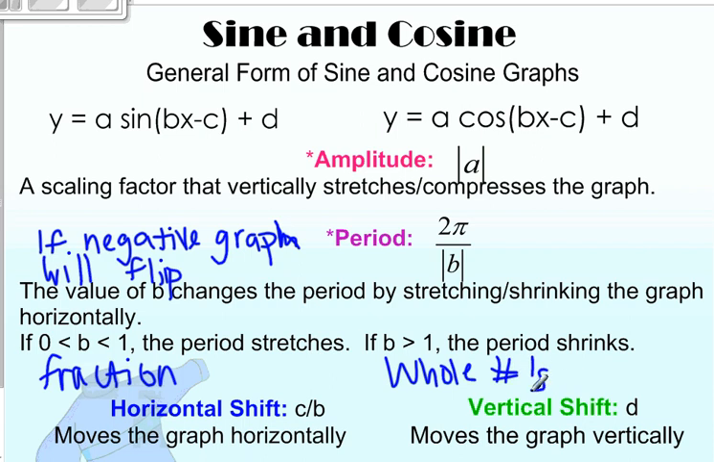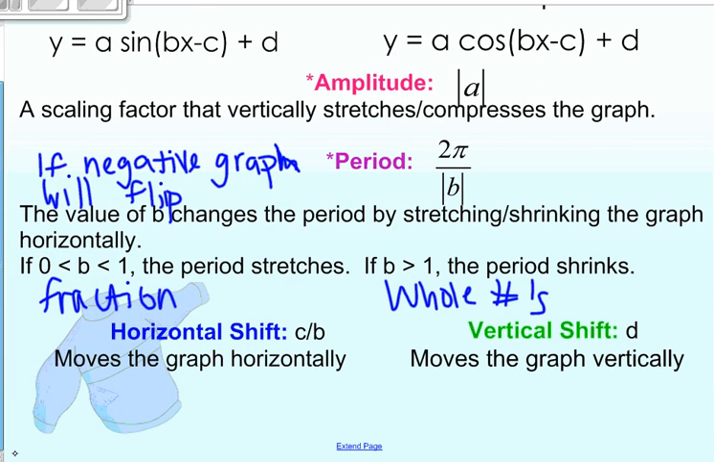Then we have the horizontal shift and the vertical shift. These are what we're going to talk about on separate note sheets, but I just wanted to give it to you as a heads up. C over B moves the graph horizontally, so left or right, and then the vertical shift moves the graph vertically, so up or down.